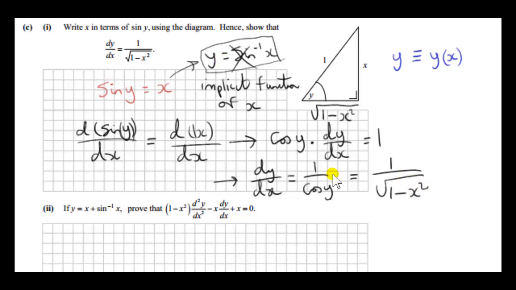So basically what we've derived here is the derivative of the inverse sine of x. Sine of y is x, so y is inverse sine of x. The derivative of inverse sine of x is 1 over root 1 minus x squared.